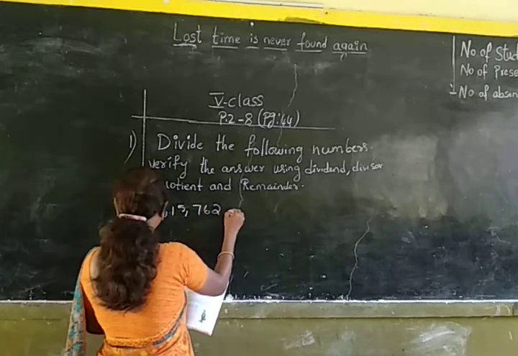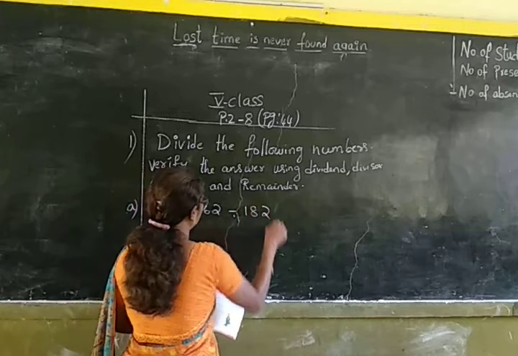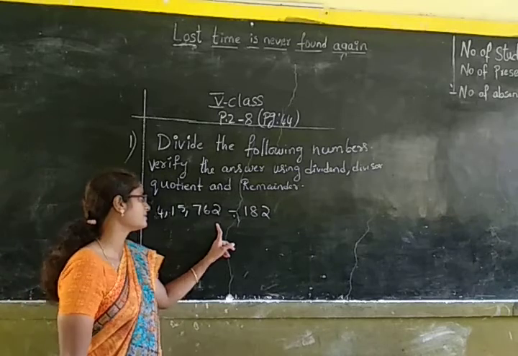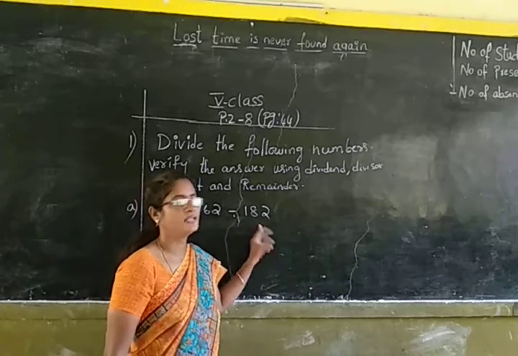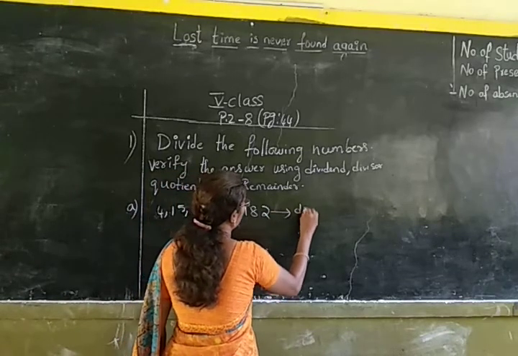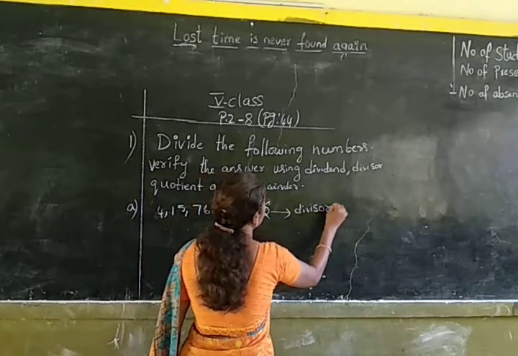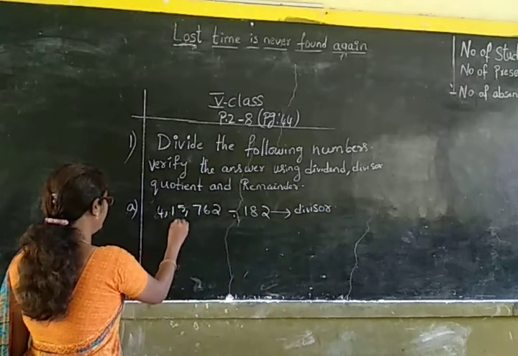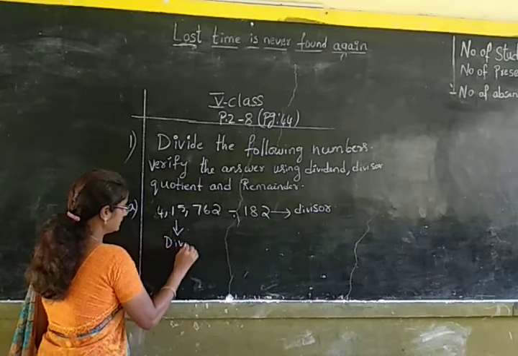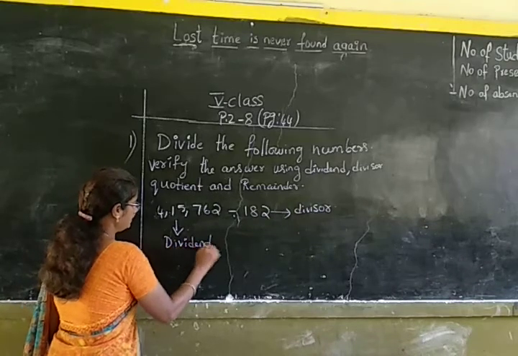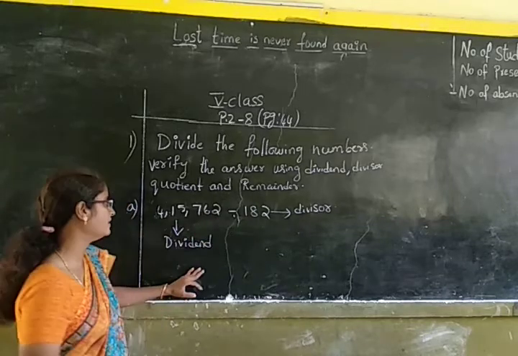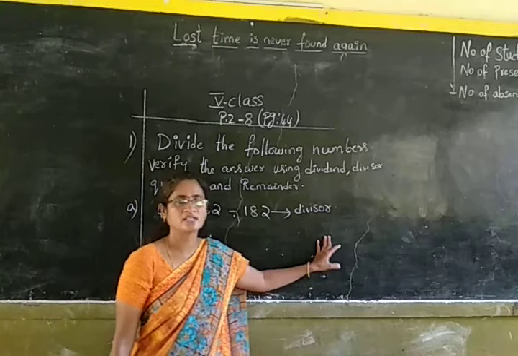4,15,762 with 182. Here 182 is called divisor and 4,15,762 is known as dividend.